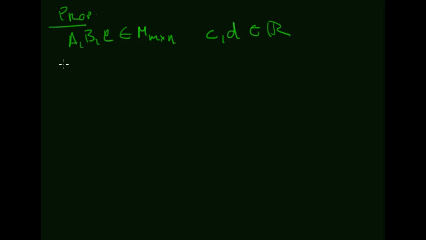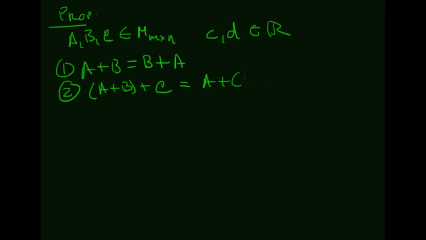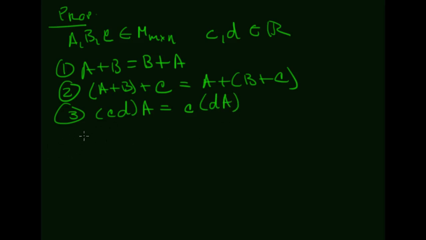Okay, so just looking at addition and scalar multiplication, we have some properties that we want to look at. So we're going to let A, B, and C all be m by n matrices, and c and d are going to be scalars. Alright, so one thing is that under addition, we do get a commutative property, A plus B is equal to B plus A. We get a couple of associative properties. A plus B plus C is the same as A plus B plus C, grouped differently. And we can do this also with scalars. So the scalar cd times A is the same as c times dA. So there's a couple of associative properties there.